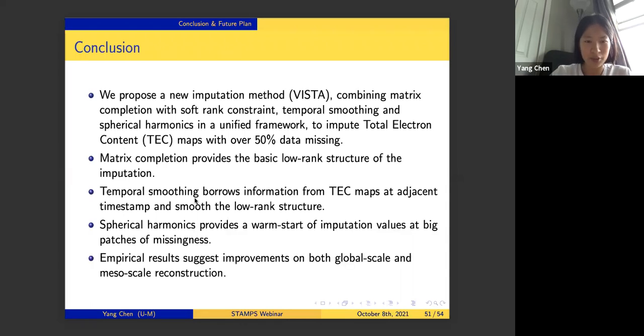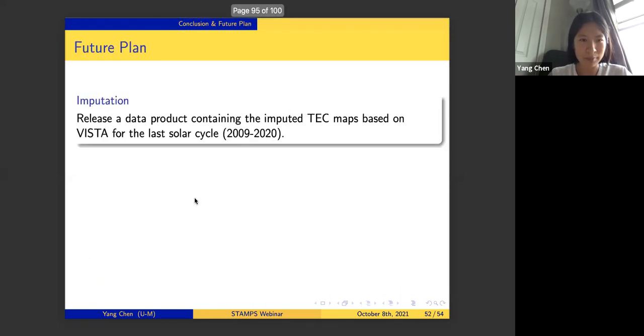And our empirical results show that there are some improvements on both the global scale and mesoscale reconstructions that we have. And our database is going to be super valuable for the field of space sciences to do real-time monitoring of the TEC maps.